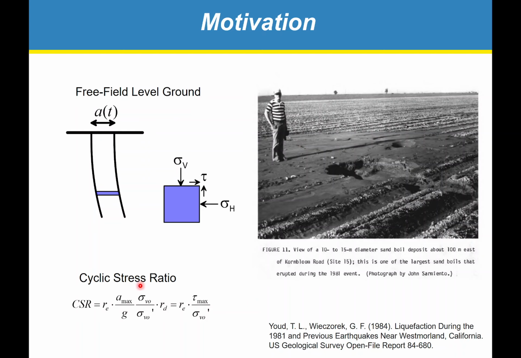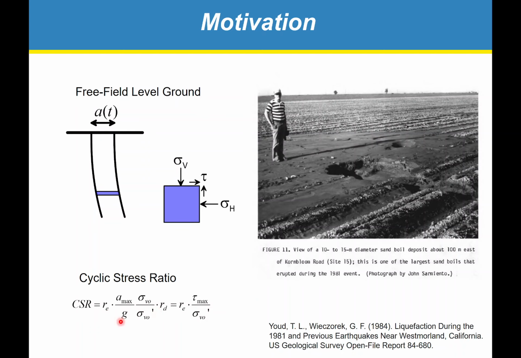And based on this free field condition, we've defined a cyclic stress ratio. So CSR is this R sub E factor multiplied by the acceleration in units of g times sigma v naught over sigma v naught prime times R sub d. So this R sub E is a function that allows us to take a broadband time series and represent it using an equivalent number of harmonic or uniform cycles at some amplitude. Typically, R sub E is taken as 0.65.